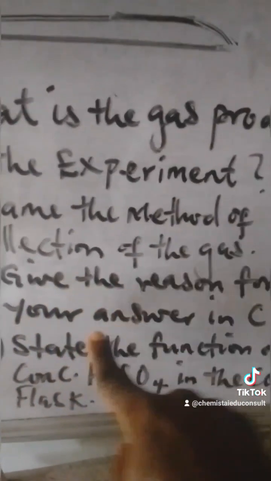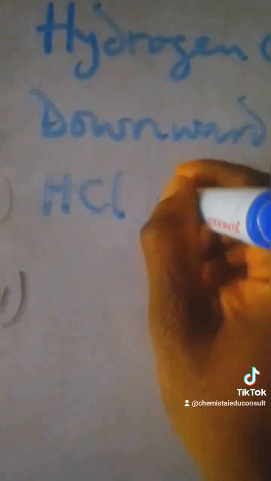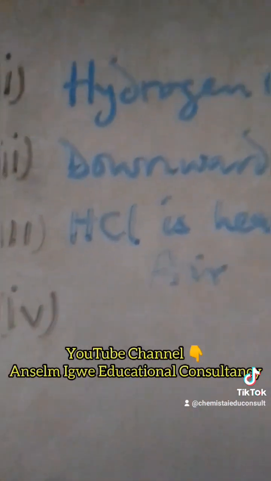III, give the reason for your answer in II. Yes, the reason is clear. The reason is clear because downward delivery is a method used to collect gases that are heavier than air. And HCl is one of the gases that are heavier than air. Physically, HCl is denser than air, unlike other gases that are less dense than air, like hydrogen gas. So, gases that are denser than air displace air upwardly.